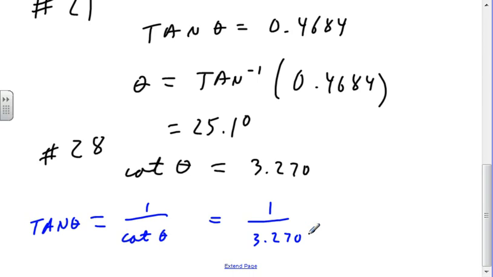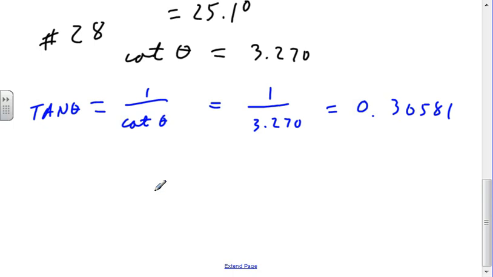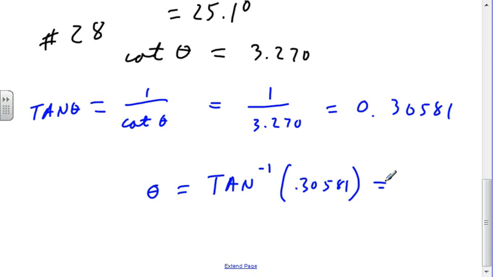1 divided by 3.270, 0.30581. And then I can come up and say theta is the arc tangent of 0.30581. Arc tangent, second function answer, and I get 17.0 degrees. So that's how I would do it. If I have the cotangent or the secant or the cosecant, that's what I would do.